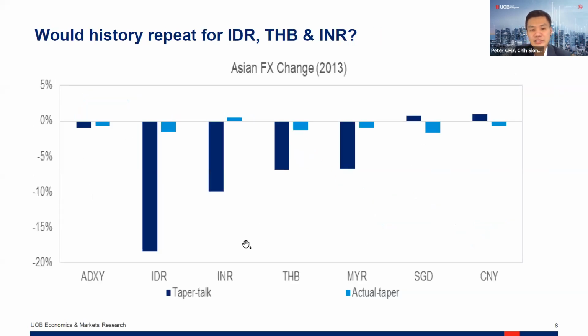So what happened back in 2013? The emerging currencies got hit very badly. Like rupiah, rupee, Thai baht, and ringgit dropped in excess of 5%. Rupiah was the outlier, dropping almost close to 20% in the span of 6 months when the Fed talked about tapering.